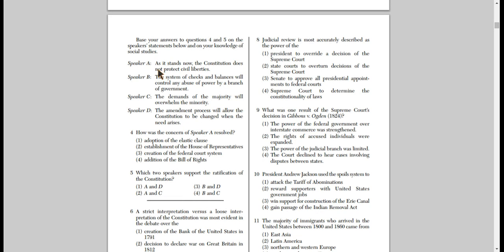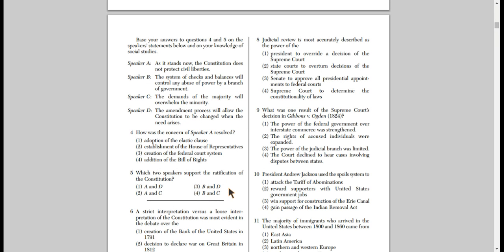As it stands now, the Constitution does not protect civil liberties. So that is the Anti-Federalists, and they were not ready to ratify the Constitution as it stood. So you can get rid of anything that has A in it. So that gets rid of 1 and 2. The system of checks and balances will control any abuse of power by a branch of government. Well, they're saying, look, we have safeguards in place, and so this will be taken care of. So B seems like a good answer, so we can keep both 3 and 4. Now we have to look at, is it C or D? The demands of the majority will overwhelm the minority. That doesn't sound like somebody very confident in the document, so I think we can get rid of C. So the amendment process will allow the Constitution to be changed when the need arises. So if you think about the tone of both of those and the optimism in both of them, those are going to be your answers.